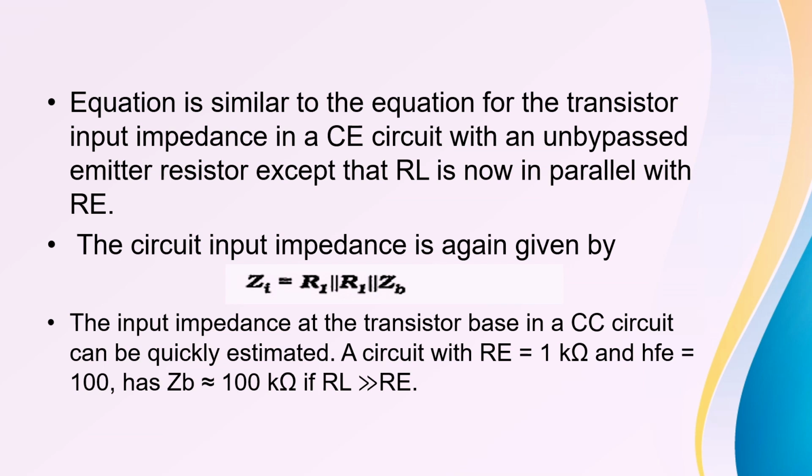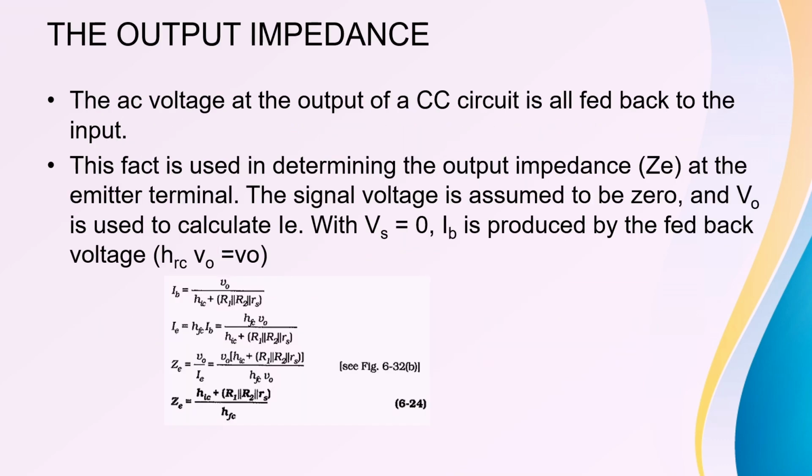The input impedance at the transistor base in a common collector circuit can be quickly estimated. Let's say a circuit has an emitter resistance of 1 kilo ohm and the H parameter is 100. It has a base impedance approximately equal to 100 kilo ohm, if and only if the load resistance is very much greater than the emitter resistance. So now let's talk about the output impedance.